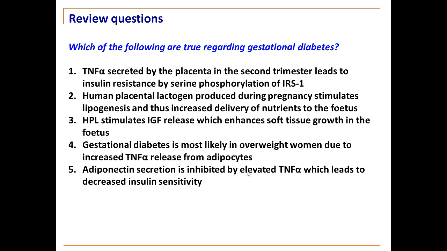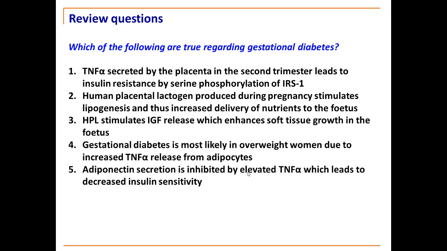Human placental lactogen, or HPL, produced during pregnancy stimulates lipogenesis and therefore increased delivery of nutrients to the fetus. False, it stimulates lipolysis, breakdown of triglycerides to free fatty acids, which the mother can use as an energy source, and the baby can potentially use as an energy source as well, of course. HPL stimulates IGF, that's insulin-like growth factors, release, which enhances soft tissue growth in the fetus. That is correct. And it's normally growth hormone that stimulates insulin-like growth factor release, but in the fetus, it's HPL that stimulates IGF release.